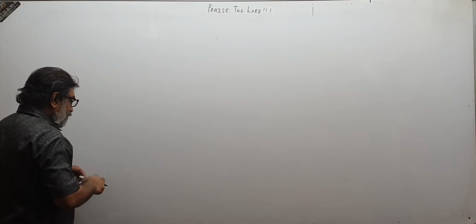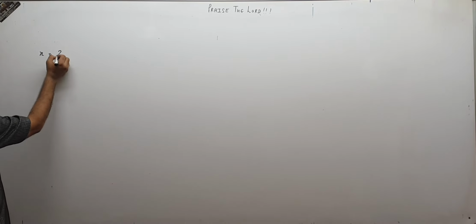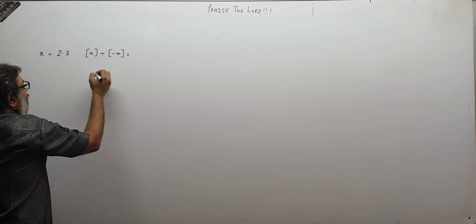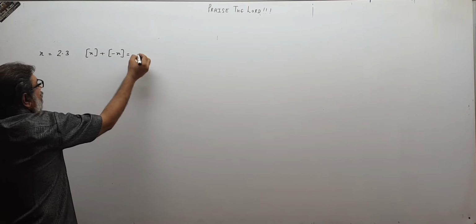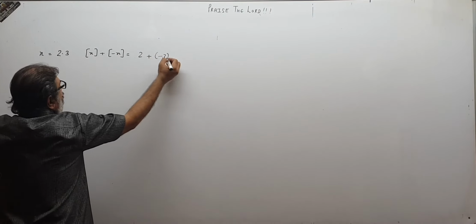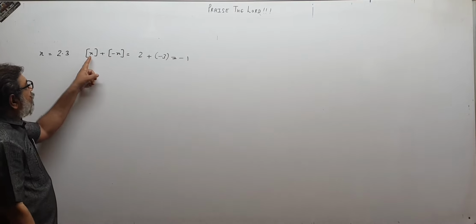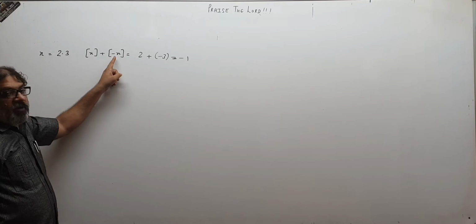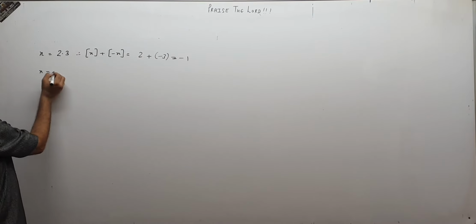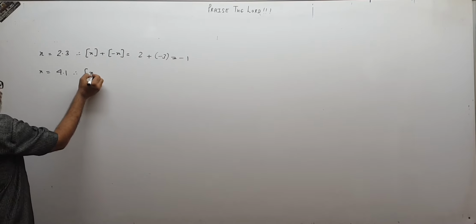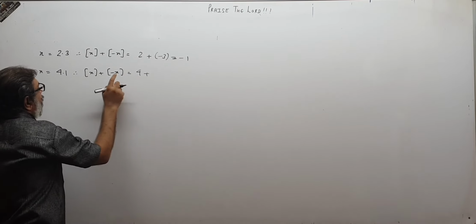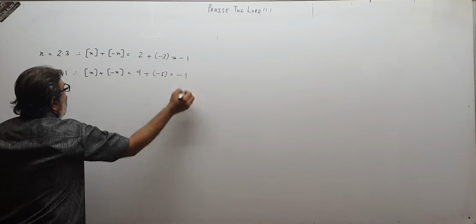See, children, if you take x as 2.3, then what about integer of x plus integer of minus x? This will be integer of 2.3, that will be 2. This will be integer of minus 2.3, that will be minus 3. And that will be minus 1. Please understand, integer part of 2.3 is 2, integer part of minus 2.3 is minus 3, so the sum is minus 1. So if x is 4.1, then integer of x plus integer of minus x: 4.1 integer 4, minus 4.1 will become minus 5, and that is again minus 1.